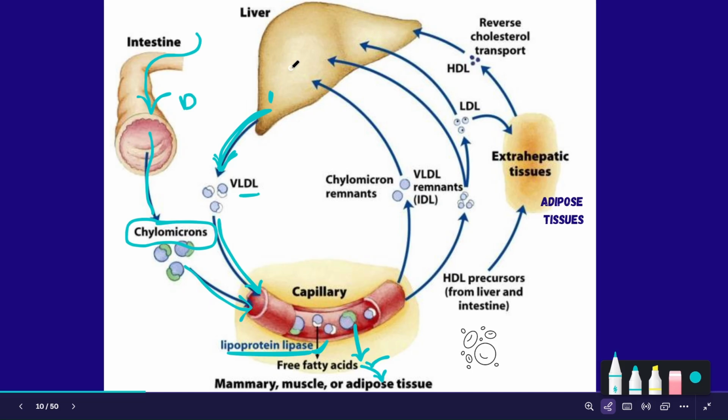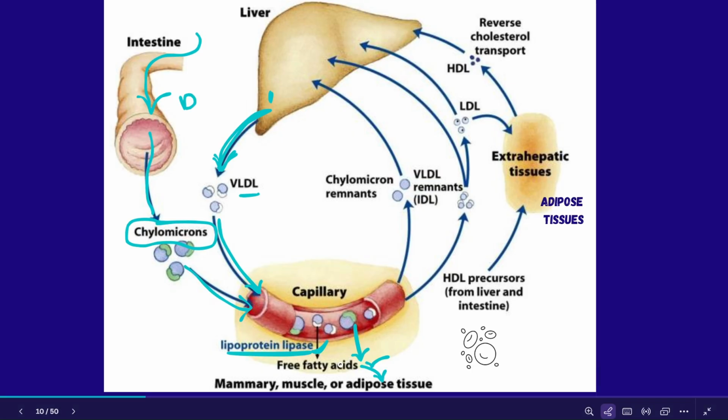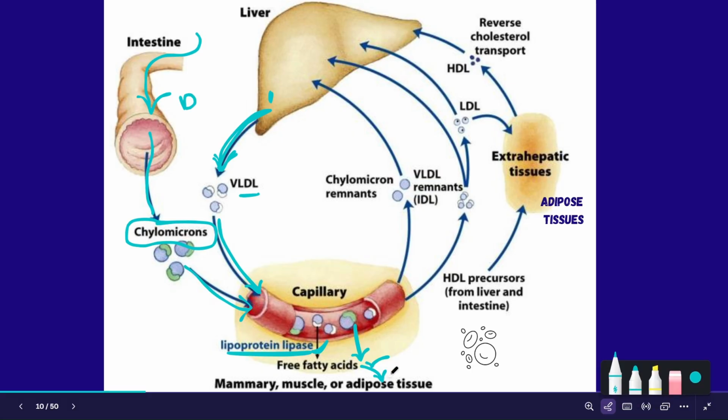So here the liver releases VLDL, VLDL enters into the bloodstream. From the bloodstream it will be broken down by the enzyme lipase. After the breaking down it will release the free fatty acids. These free fatty acids are going to the adipose tissue. From the blood it is reaching adipose tissue, muscles and mammary glands for the storage. Okay, so this is the fate of the VLDL.